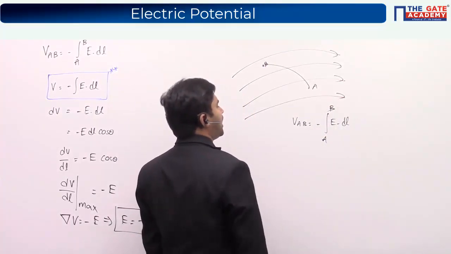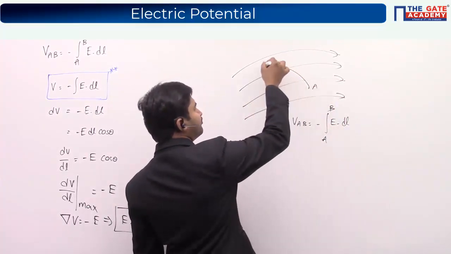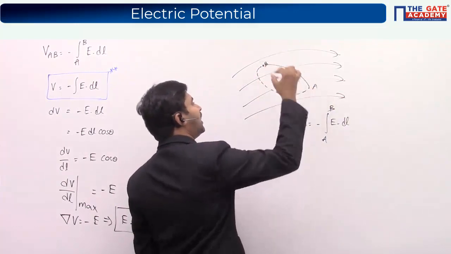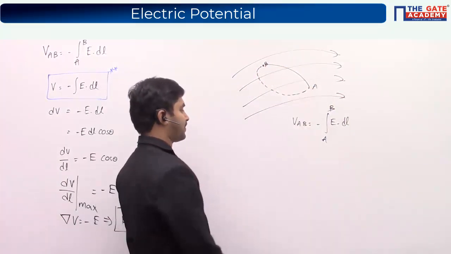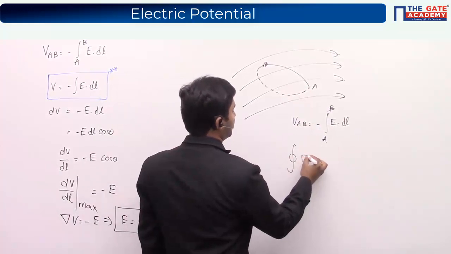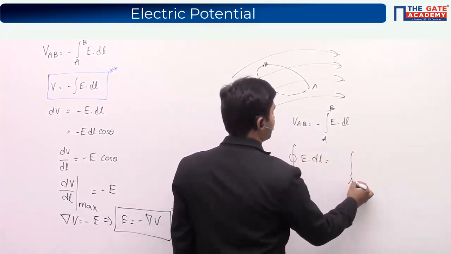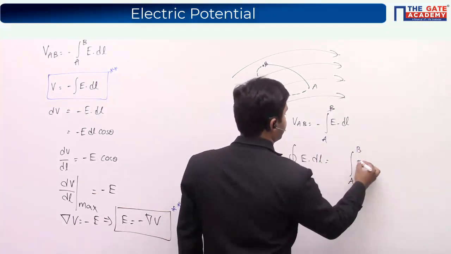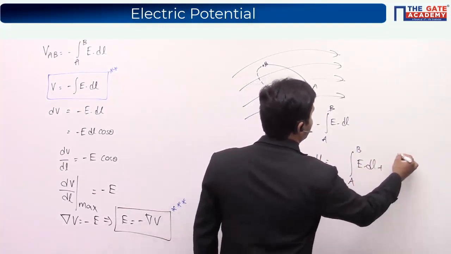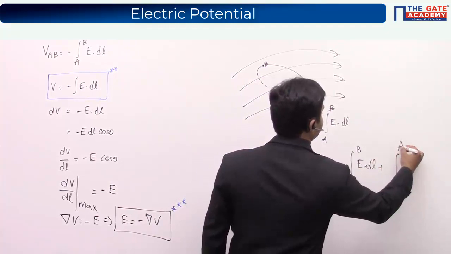I wanted to consider a closed loop. The closed loop integral of E dot dl, moving from A to B, E dot dl, and then moving from B to A, E dot dl.